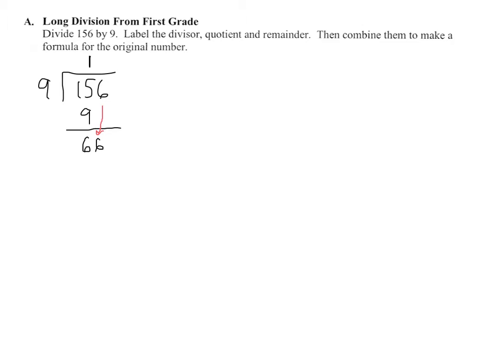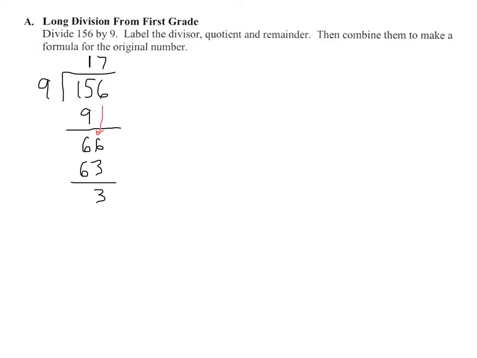Now I ask myself, how many times does 9 go into 66? The answer for that would be 7. 7 times 9 is 63. We subtract that, we get an answer of 3. And at that point we'd be done. We've used all of the numbers in the 156, and so we need to stop.